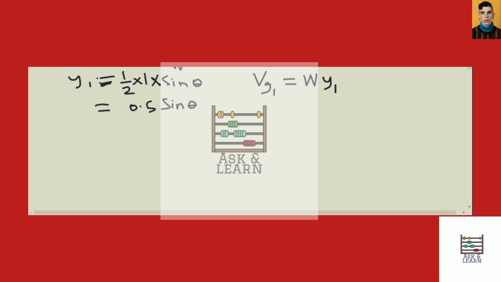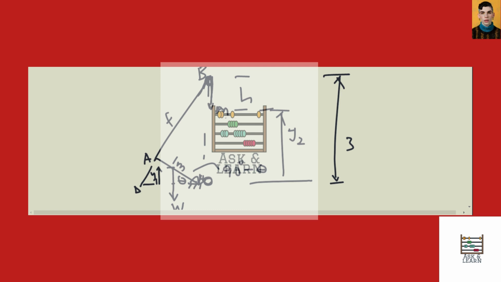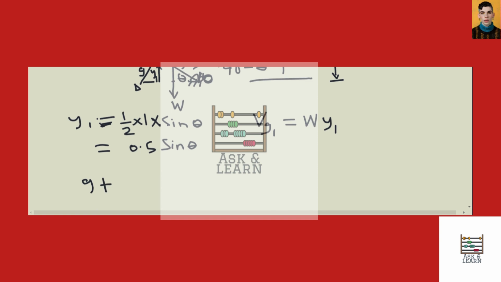So if we use Pythagoras, let's call this distance F, and let's call the distance AD, G. So that G plus F is going to be equal to the root of OD squared plus the vertical distance squared.